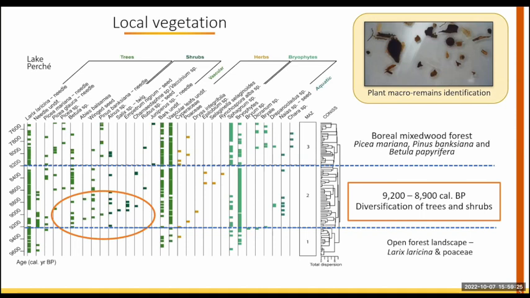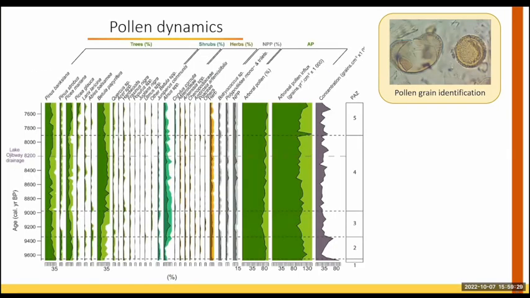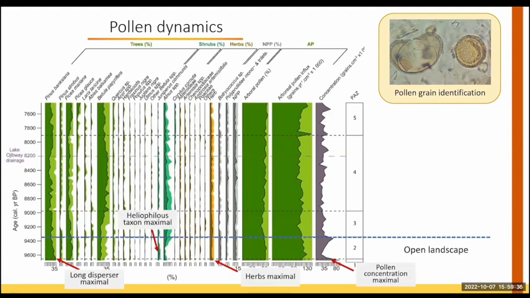So we also looked at the pollen dynamics to have a broader, regional scale view of the vegetation. And in the first zone, we also found an open landscape characterized by long-dispersal species like Pinus banksiana and heliophilous taxa like Juniperus communis. We identified the pollen grain as Juniperus. And there are also herbs, and pollen concentrations are at their maximum.